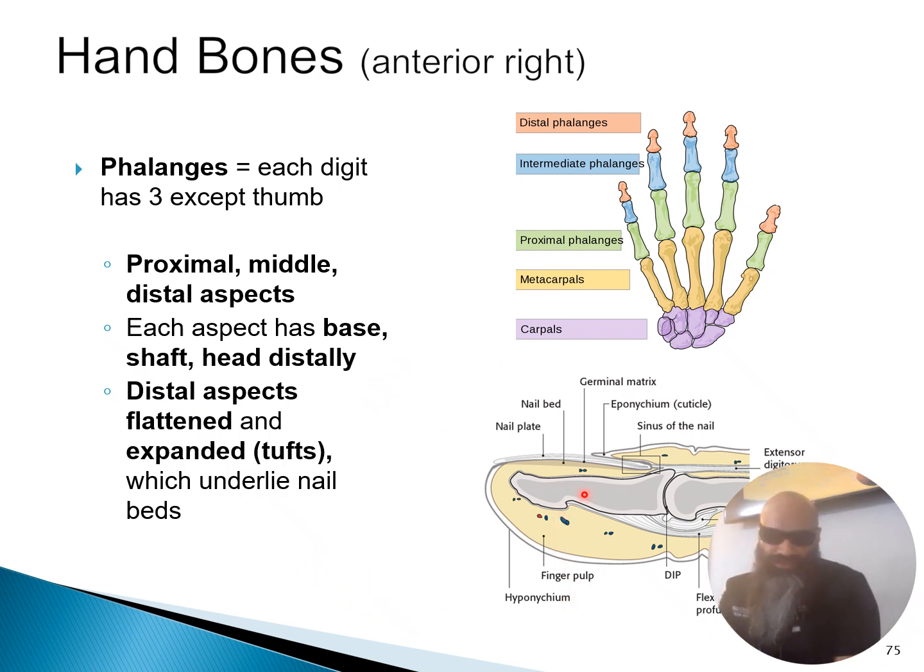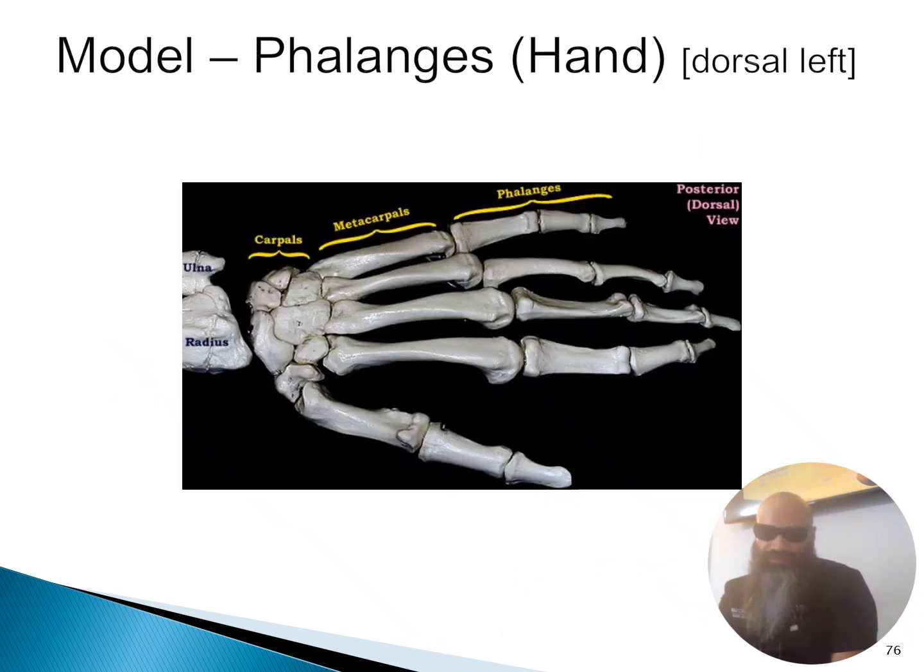We saw this already in the first lecture we had as a cohort. Here's your tuft, right under your fingernail. It's a common fracture. Pretty much you don't do much for it. You just splint it. Here's another hand model. Carpals, metacarpals, phalanges.